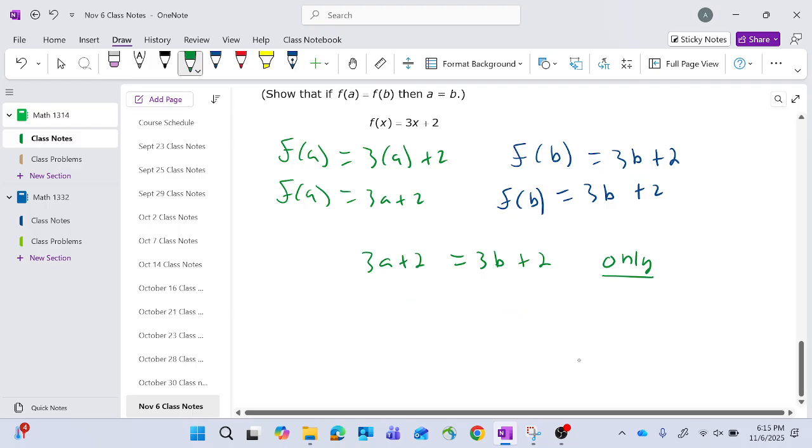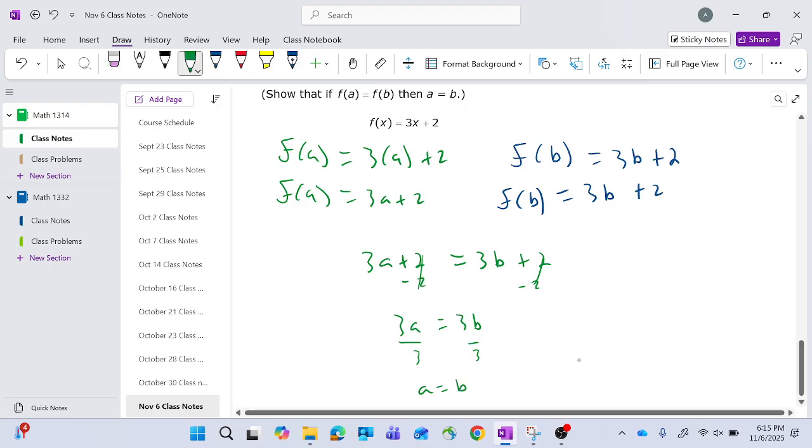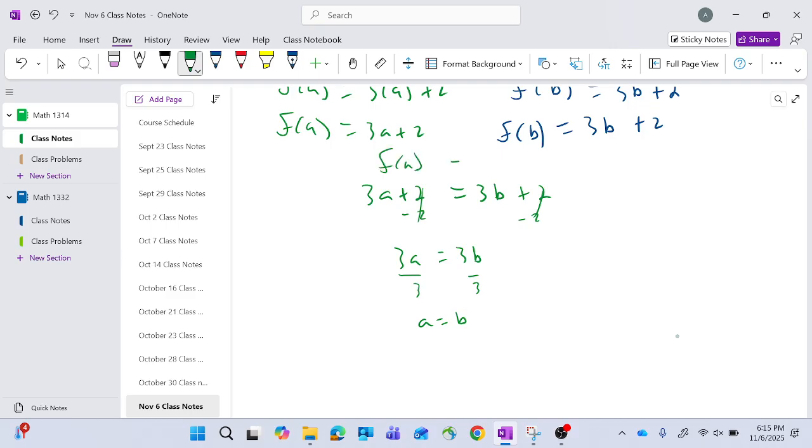And you could actually solve this out if you wanted to. Let's solve for a or b. If you subtract 2 on both sides, these cancel, and you have 3a equals 3b. If you divide both by 3, you get a equals b. So you can solve it all the way out to see mathematically that f of a equals f of b only when a equals b.